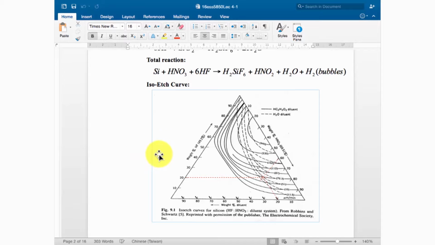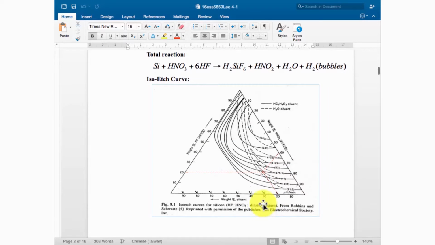Hydrofluoric acid is on the left-hand side, and nitric acid is on the right-hand side. On the bottom, we have the diluent, for example water or acetic acid. For the different diluents, we get this curve.